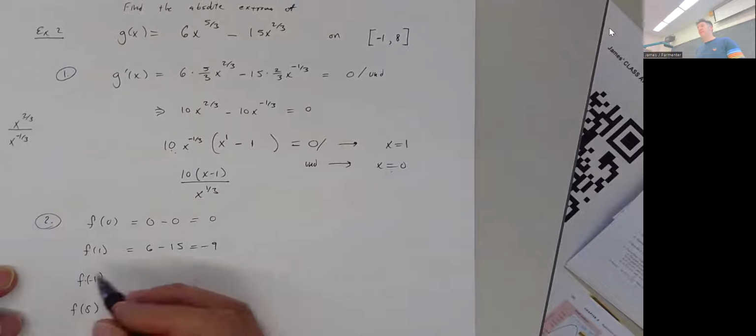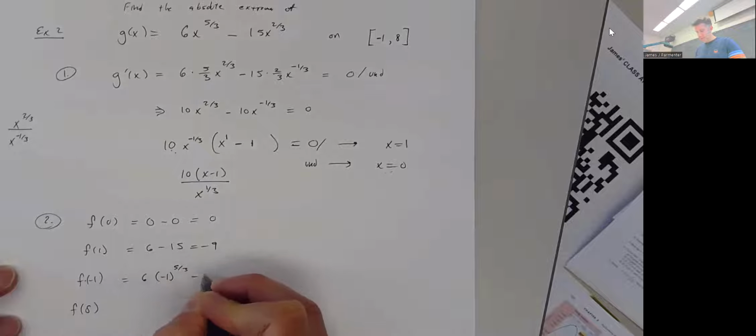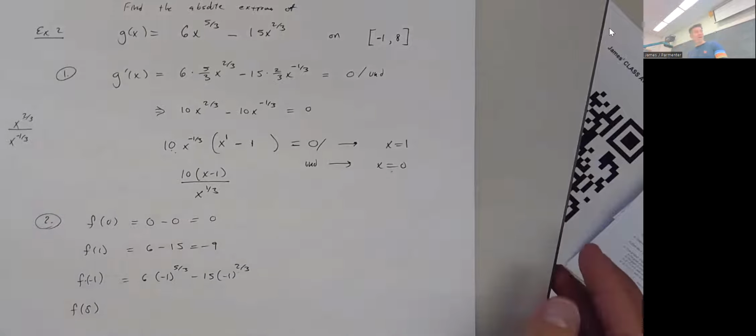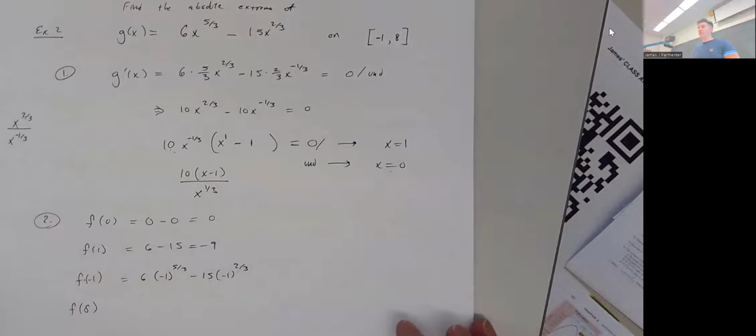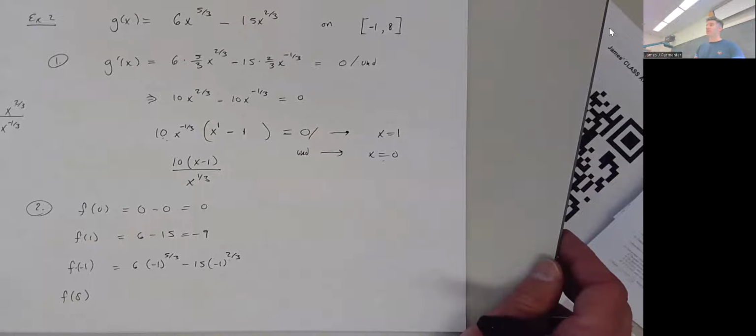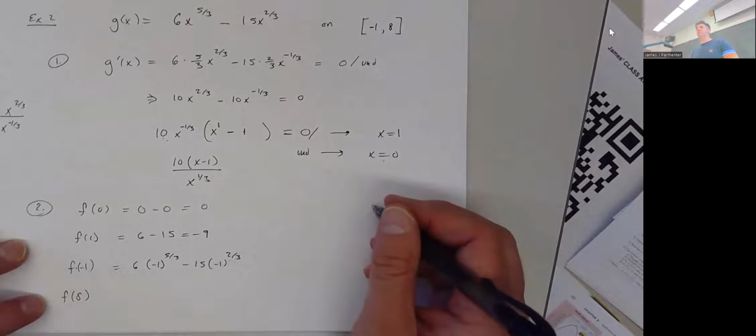F of -1, I have to be a little bit more careful here. I'm going to get 6 times -1 to the 5/3 minus 15 times -1 to the 2/3. All right. One of those -1s to a power ends up being -1. One of them ends up being +1. Here's why. What's the cube root of -1?